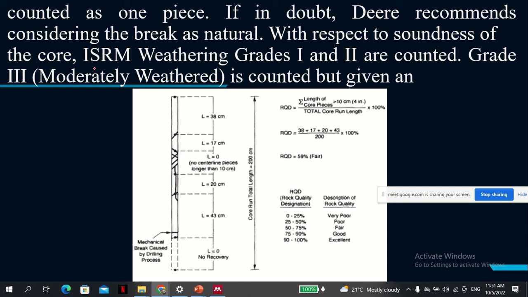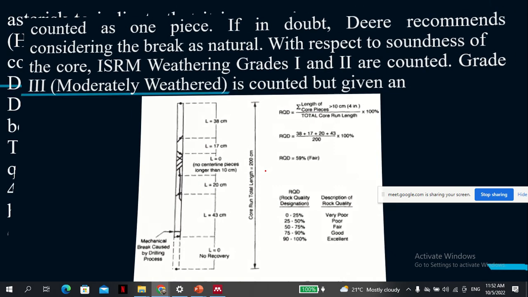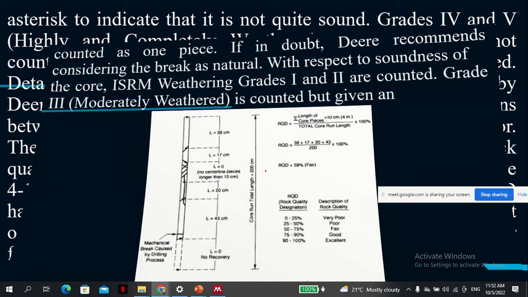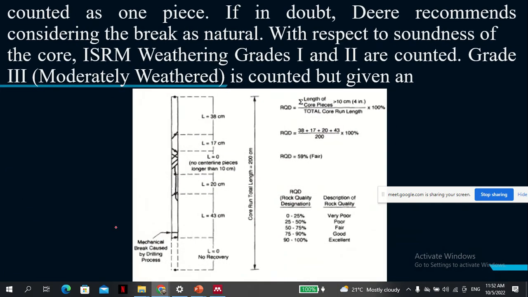So with respect to soundness of the core, ISRM is an international standard for rock mechanics. ISRM means International Society for Rock Mechanics. Weathering grades 1 and 2 are counted. Grade 3, moderately weathered, is counted but given an asterisk to indicate that it is not quite sound. So this is showing you how to do the RQD precisely.